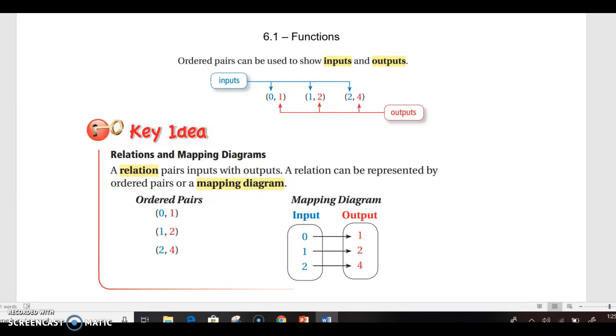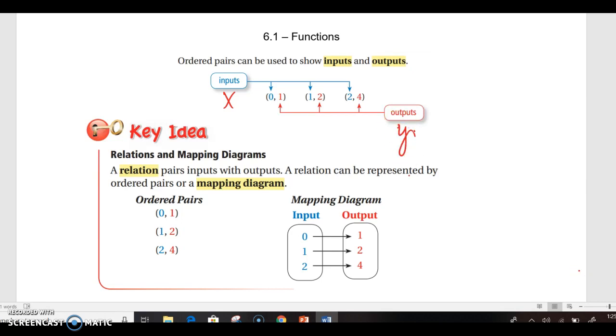So as it states right here, one way to represent a function is using an ordered pair. So ordered pairs show us inputs and outputs. And if you look at all of the inputs and think about what they have in common in the ordered pairs, hopefully you noticed that all of the inputs are the x values. And when you look at all of your outputs, those are your y values.